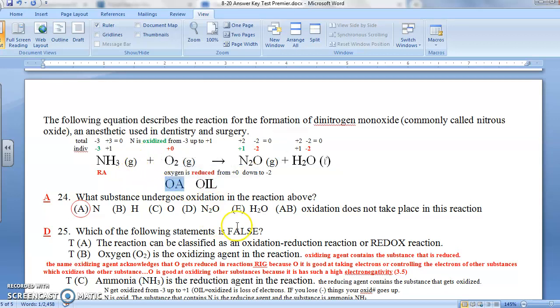In other words, oxygen gains control of other things' electrons by oxidizing. It gained control of nitrogen's electrons. It oxidized the nitrogen.